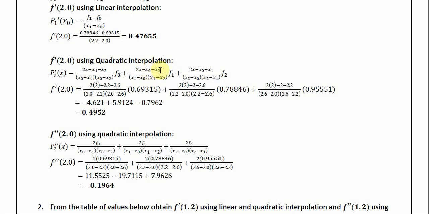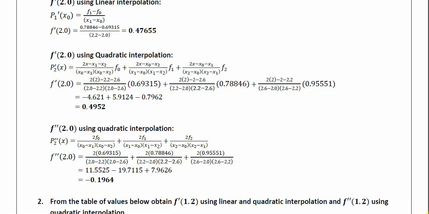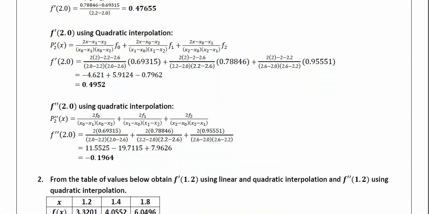2x minus x0 minus x2. Similarly here x2 is not supposed to be there. 2x minus x0 minus x1. The denominator is just like my Lagrange's formula. And again in the second derivative, if you see, only 2 comes in the numerator. The denominator is the same for quadratic interpolation, both f dash and f double dash. And in the numerator, using the second derivative, only 2 will come: 2f0, 2f1 and 2f2. The same thing you will do with the second one also.